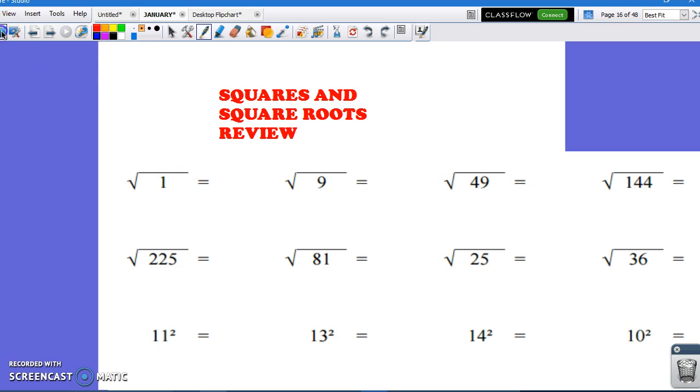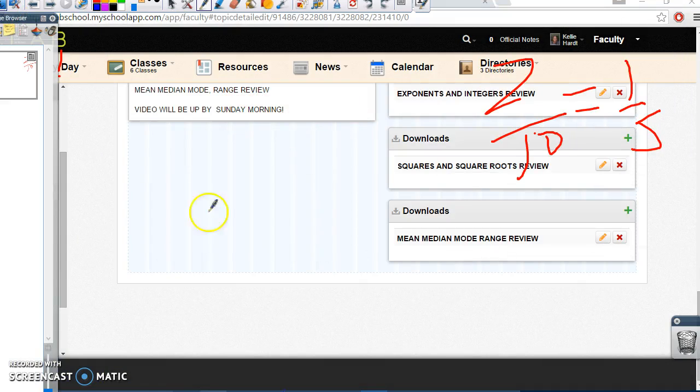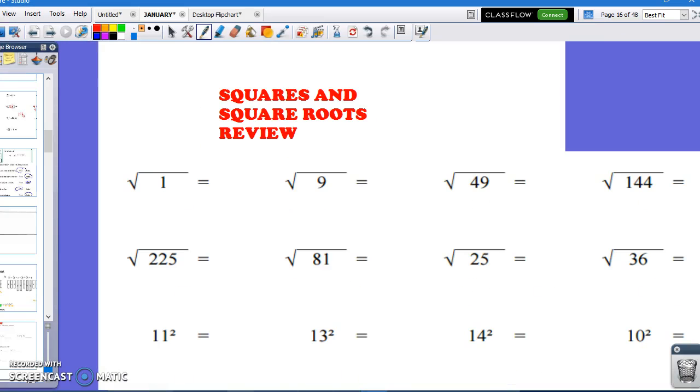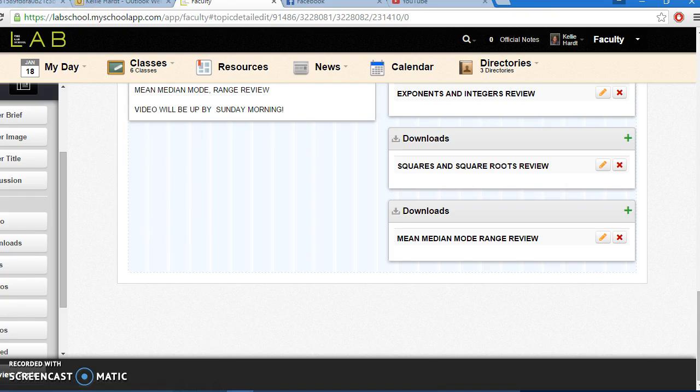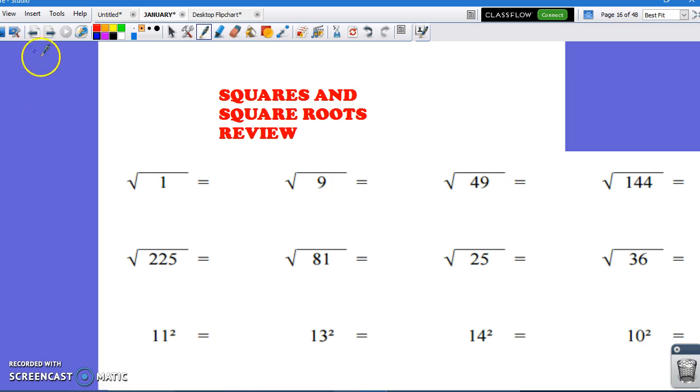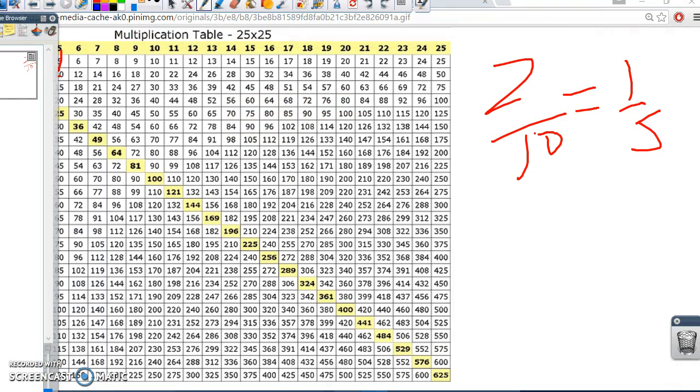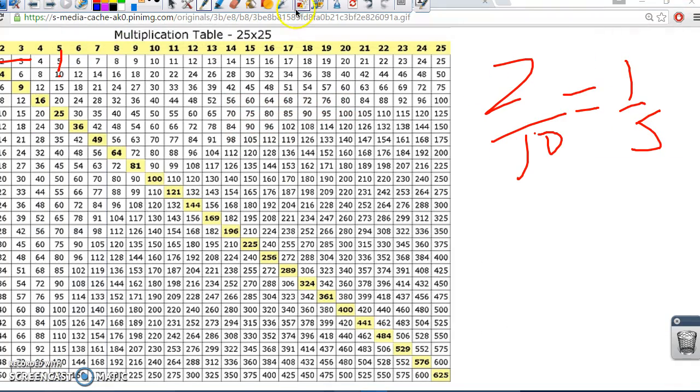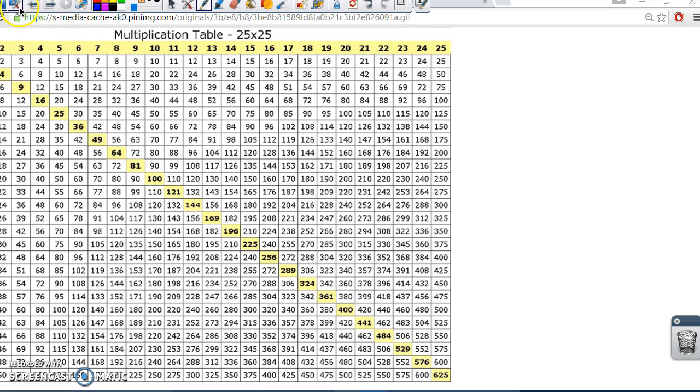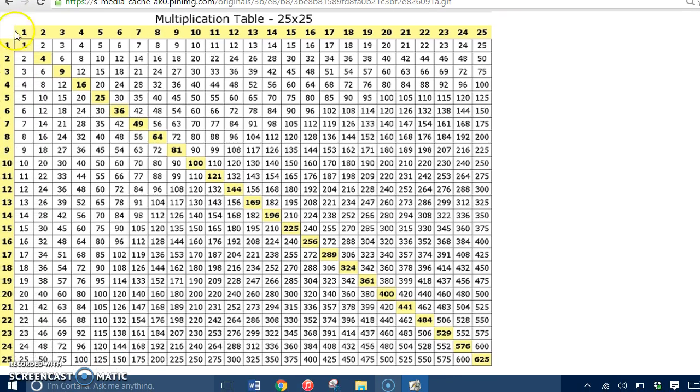Also, please remember, guys, that you will be able to use your multiplication chart. Using your multiplication chart, the one that looks like this, is going to help you greatly when it comes to doing this type of work if you're not sure what your square roots are, because the multiplication chart tells you all these are your perfect squares. So you're looking for the square root of 1. Answer is 1. 1 times 1 is 1.